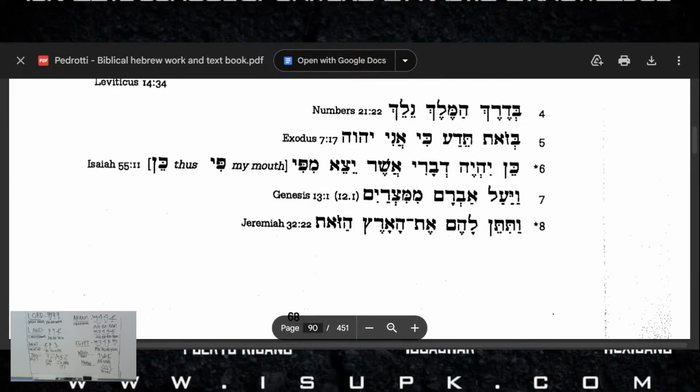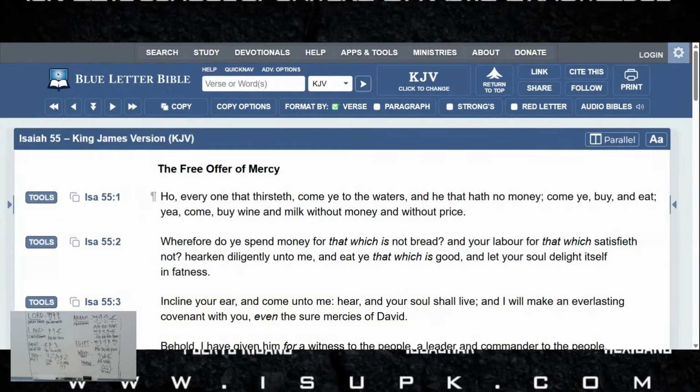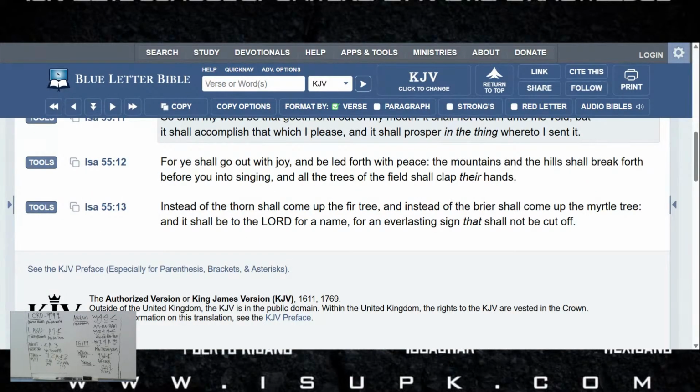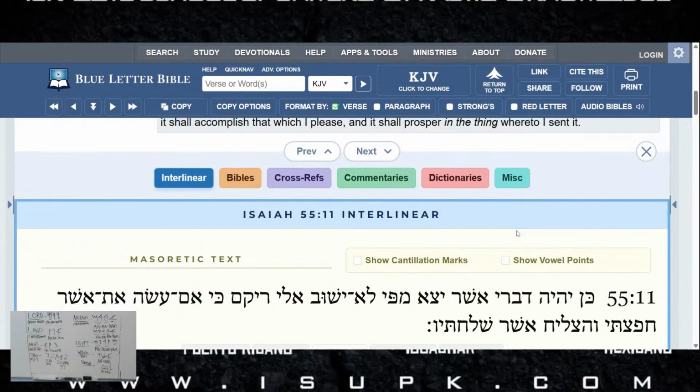Number 6, we are at Isaiah 55 and 11. Okay, Isaiah 55 and 11. Let's type it in and see if it pops up. Here we go. Isaiah 55 and verse 11. Father, you want to come up and read the Hebrew on this one?